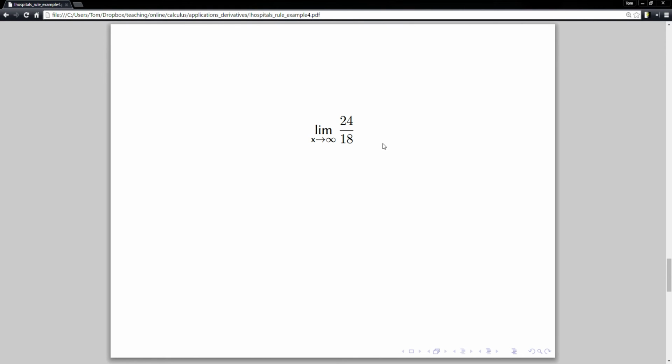When we use L'Hopital's rule again, the derivative of the top is 24. The derivative of the bottom is 18. And so if you simplify that out, you get 4/3. So we will have the limit as x goes to infinity of 4/3, and the limit of a constant function is just whatever the constant is. So this limit comes out to be 4/3, right?